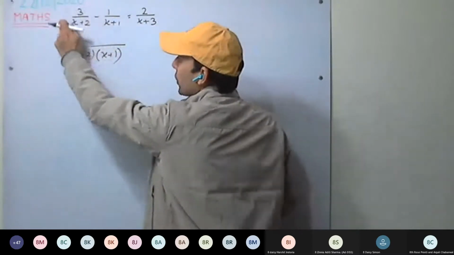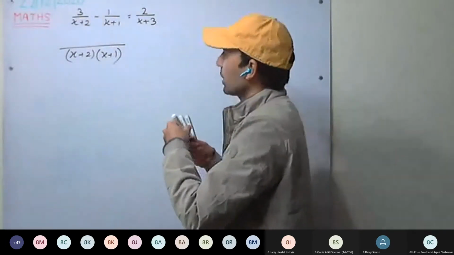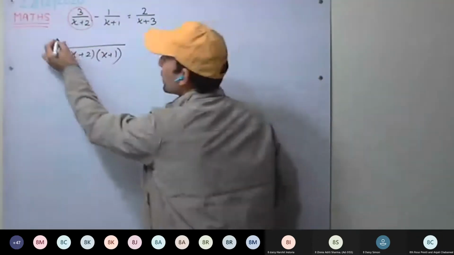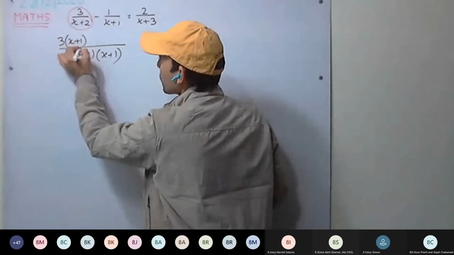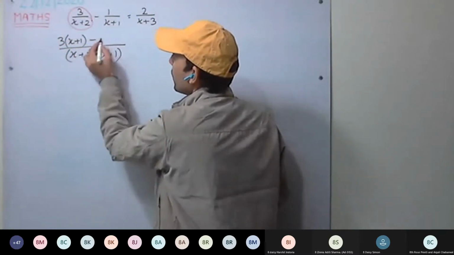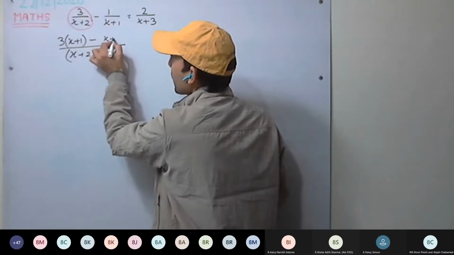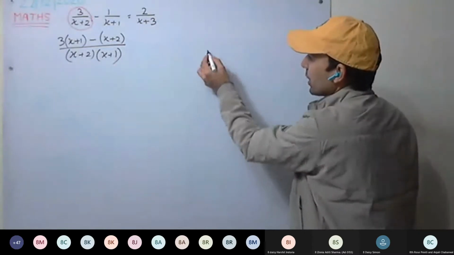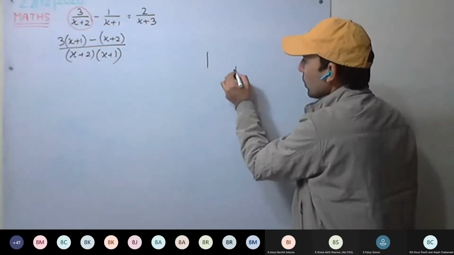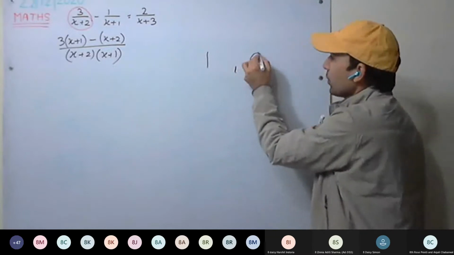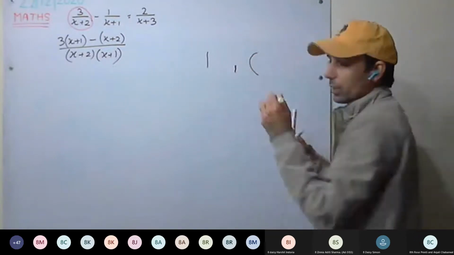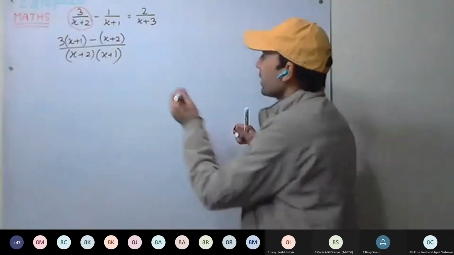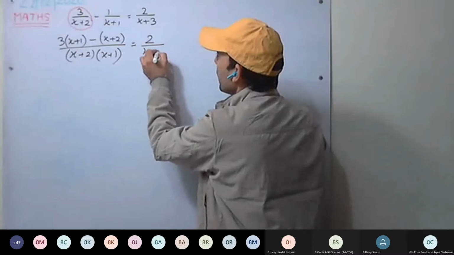That means the first term, we have to multiply with x plus 1 in the numerator as well. So it will be 3 into x plus 1 minus 1 into x plus 2. Don't forget to put the bracket around x plus 2. Always remember, some students will not put the bracket, or sometimes they consider it as 1. This is fine. Right hand side, no change: 2 upon x plus 3.